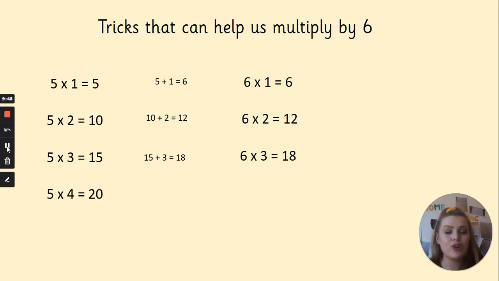Okay, so you should have drawn 5 lots of 4, that block of 4, 5 times, because that's 20. And then if you add on one more block of 4 to that 20, you are going to have 20 add 4, which is going to be the answer to our question, 6 times 4 equals 24.